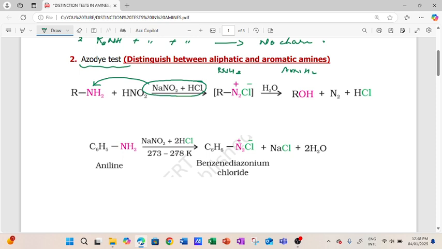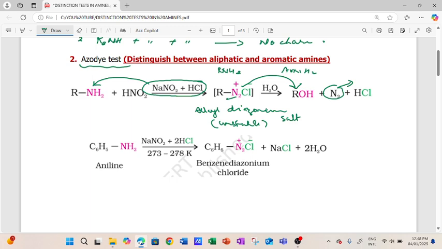If it is aliphatic amine, we can write RNH2 plus NaNO2 and HCl. We get RN2+ Cl-. This is called a diazonium salt. And it is produced from alkyl amine, so it is alkyl diazonium salt. And this alkyl diazonium salt is highly unstable, so whenever it is produced, it changes into alcohol, ROH, by eliminating nitrogen. Got it?